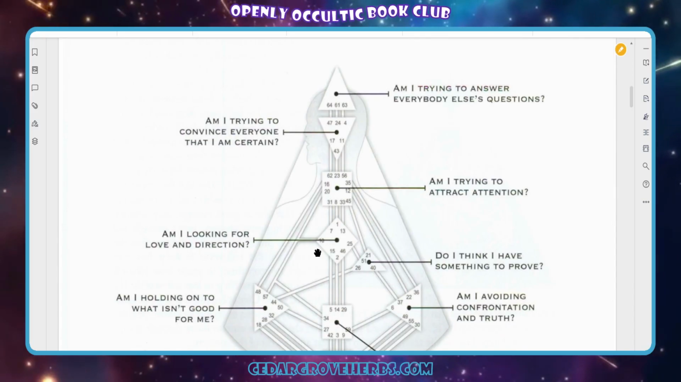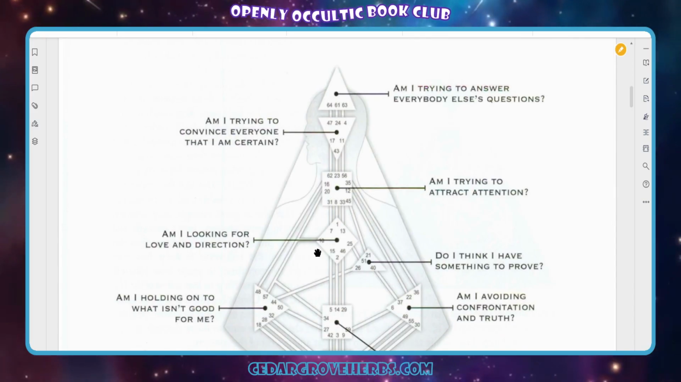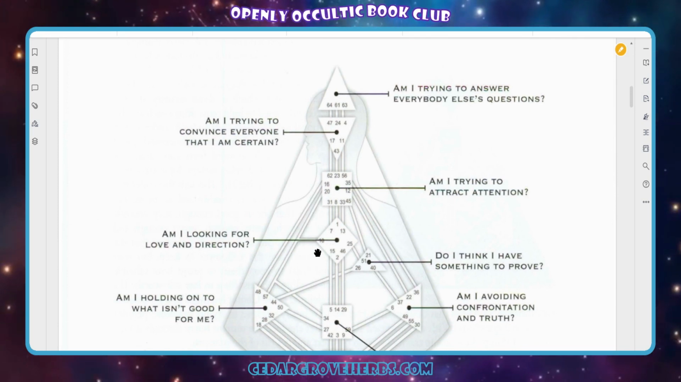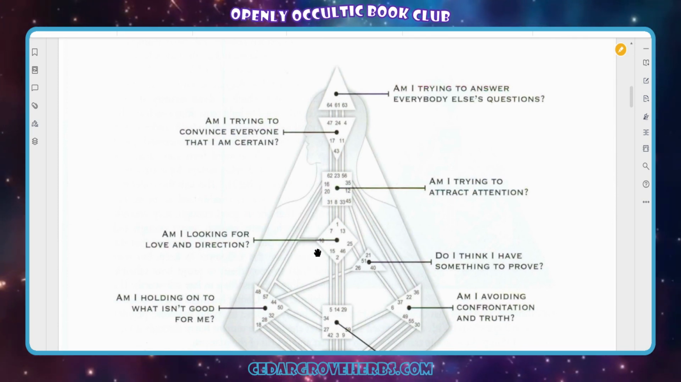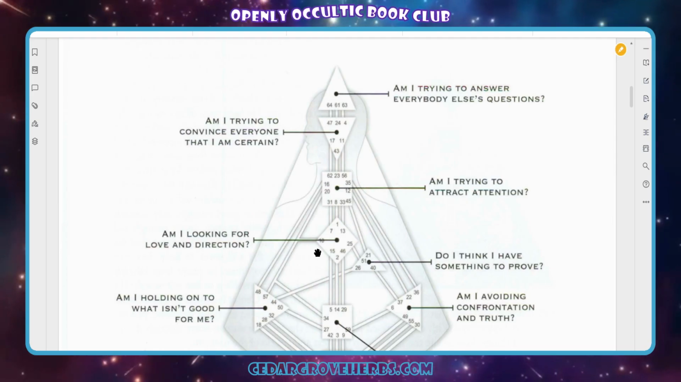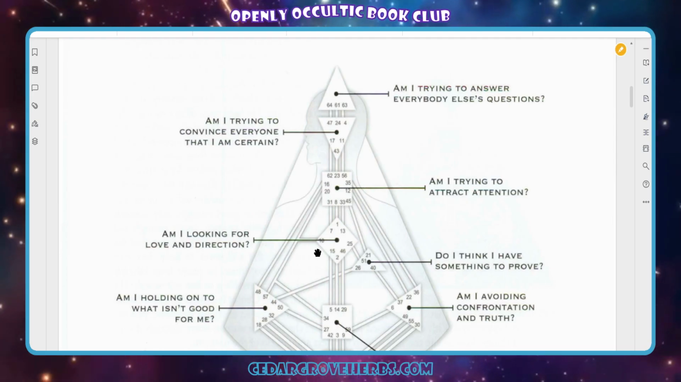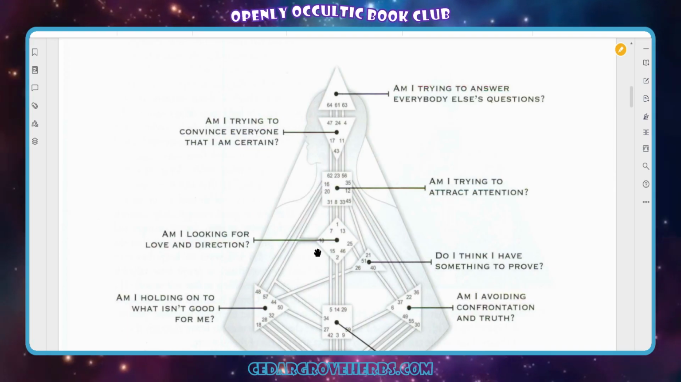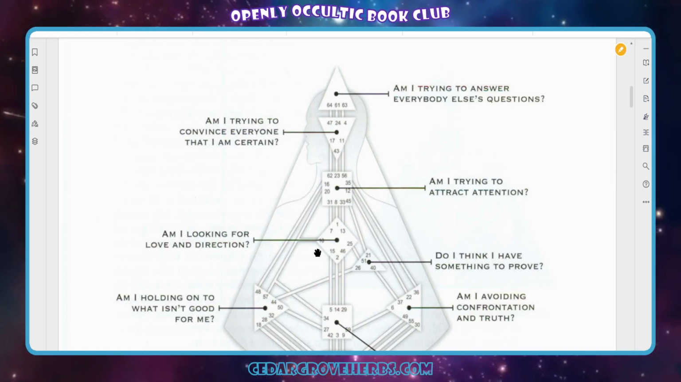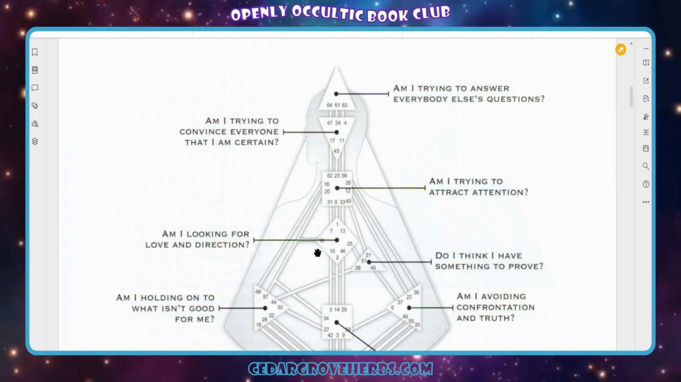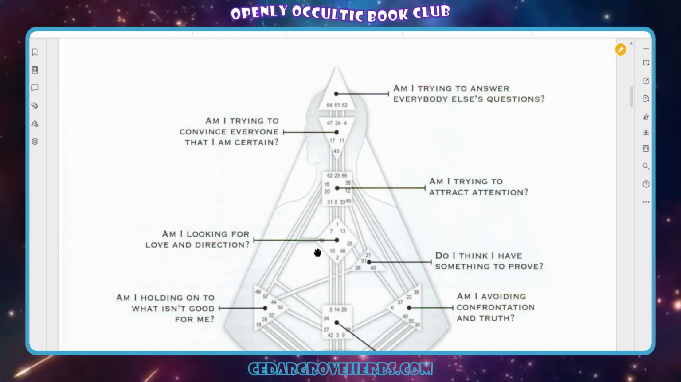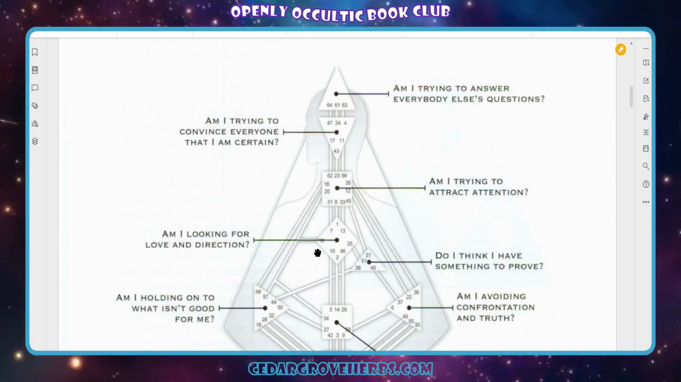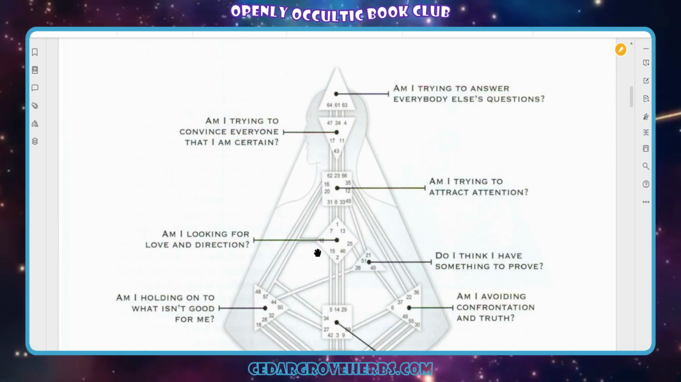So now we see the main questions that each of these centers is dealing with. So for your head center, the question is, am I trying to answer everybody else's question? Right? So if you have an open head center on your body graph, and I hope you guys have gotten your body graph by now. I have mine. I could pull it up.